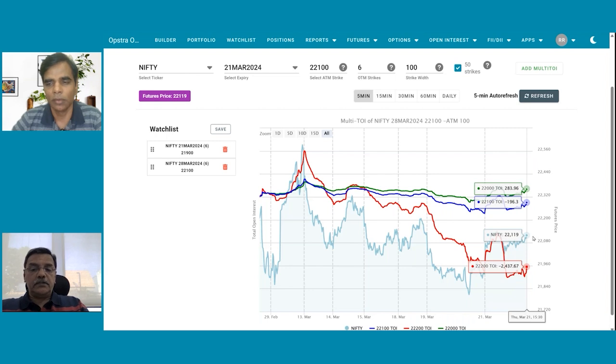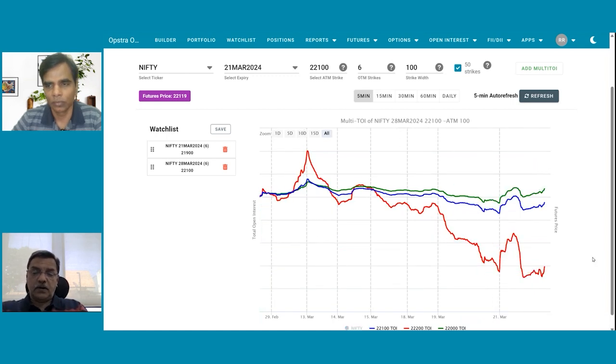So these are the 3 TOIs. Today it was a case where Nifty has not done much, but we also have the underlying chart superimposed on this. If you just hide that Nifty chart, what you see is only the TOI, where the red line is 22,200, which is the higher strike price.